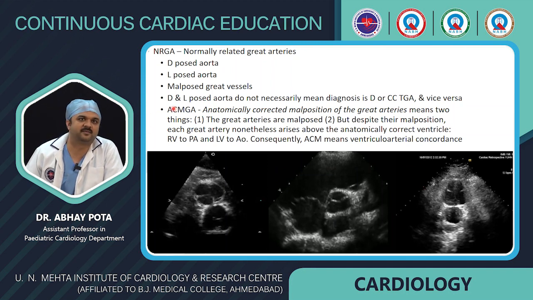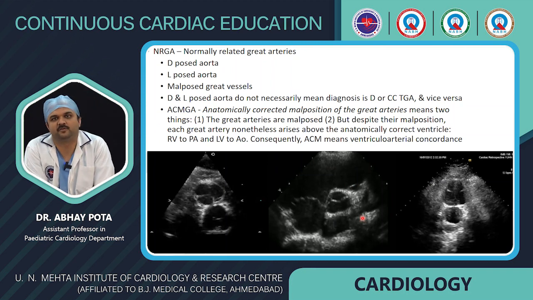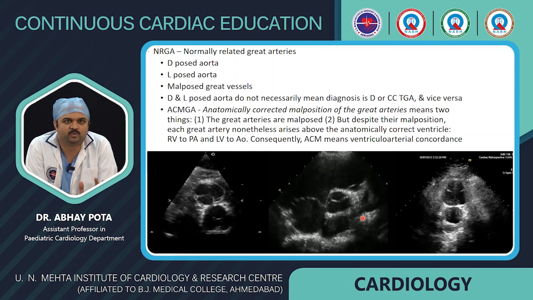Then there is a certain terminology called ACMGA, that is anatomically corrected malposition of great arteries. That means two things: anatomically corrected and malpost great arteries. First, the great arteries are malpost, but despite their malposition, each great artery nonetheless arises above the anatomically correct ventricle. So RV to PA and LV to aorta. Consequently, anatomically corrected malpositioned great arteries means ventriculo-arterial concordance.